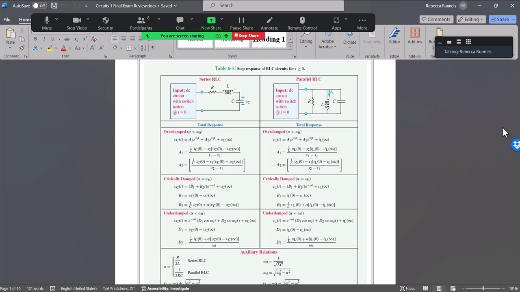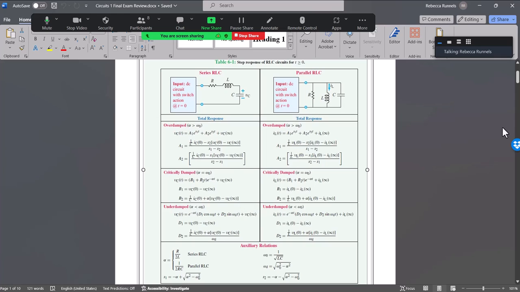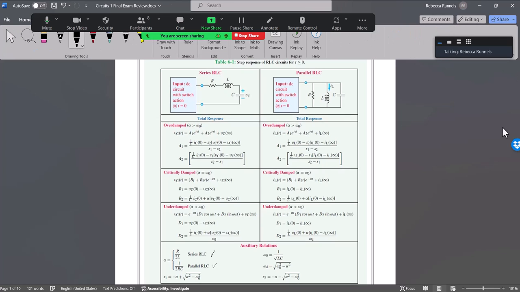Okay, so this has everything that you need on it to solve a series or parallel RLC circuit using the time domain. And so what you'll do is you'll identify first whether or not you have a series or a parallel. And once you identify that, then you calculate alpha based on this bottom part here. For a series RLC, it's R over 2L, and for parallel, it's 1 over 2RC.